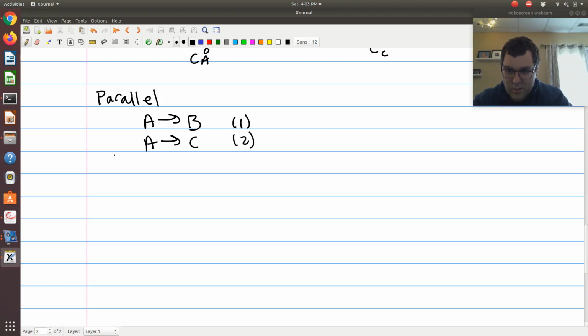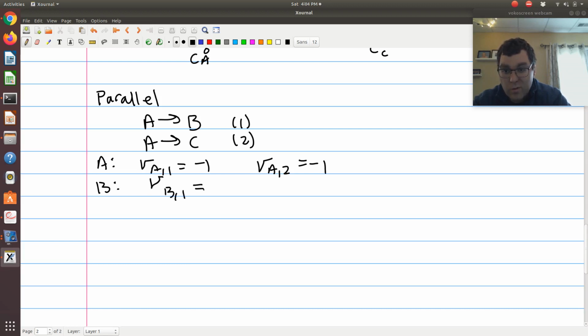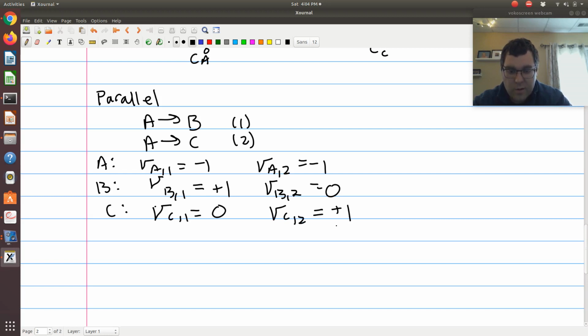C is undesirable. So if I look at stoichiometric coefficients now, nu A in reaction 1 is going to be -1. Nu A in reaction 2 will also be -1. For B, nu B in reaction 1 will be +1. Nu B in reaction 2 will be 0. For C, nu C in reaction 1 will be 0. Nu C in reaction 2 will be +1. It's my product.